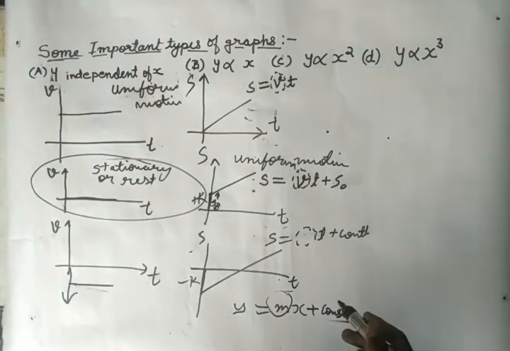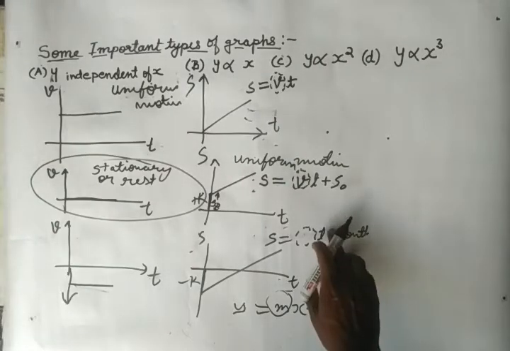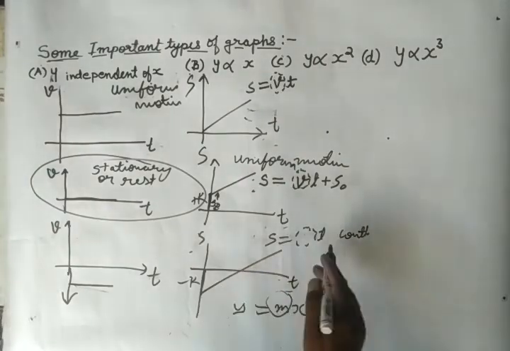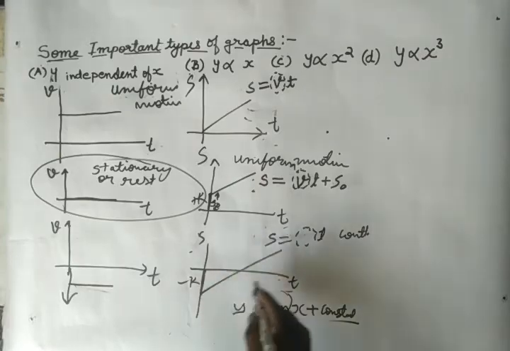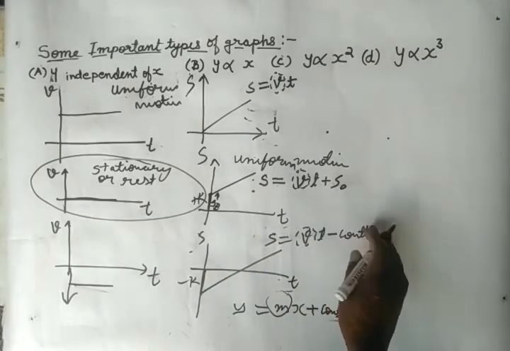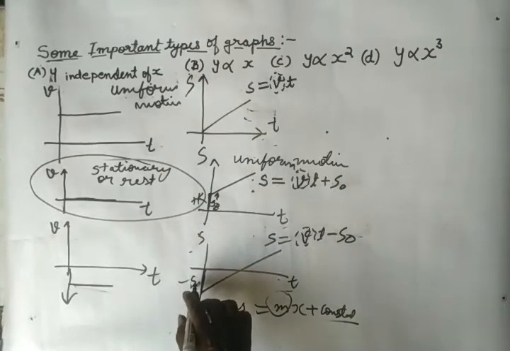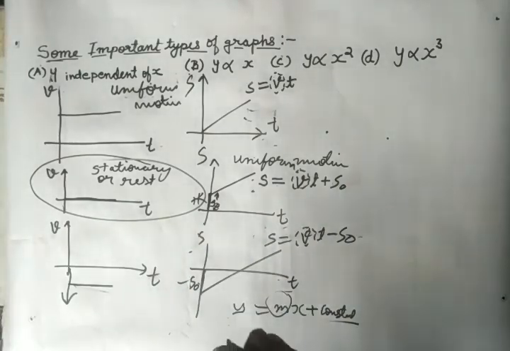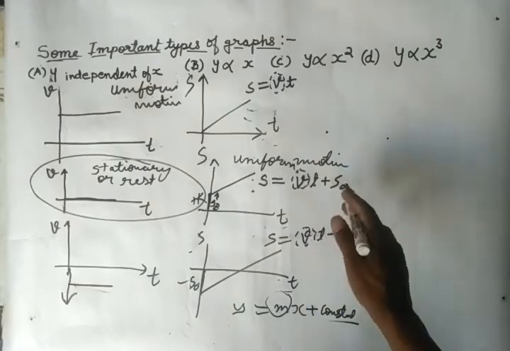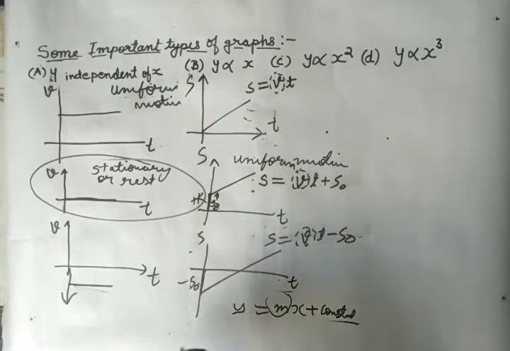And in the same way, this one, oh sorry, not plus, actually minus. So minus will come because of this negative sign. So Vt minus S naught. Here positive S naught, here negative S naught. So actually this is plus constant, and here it has a minus value, so minus that constant value.